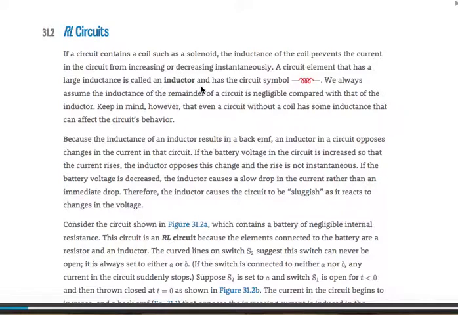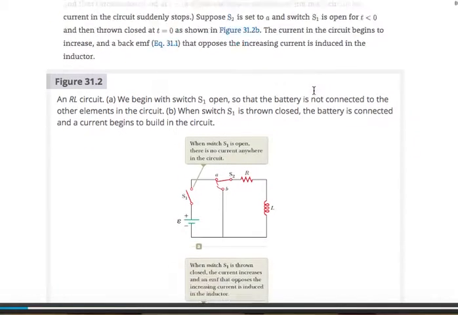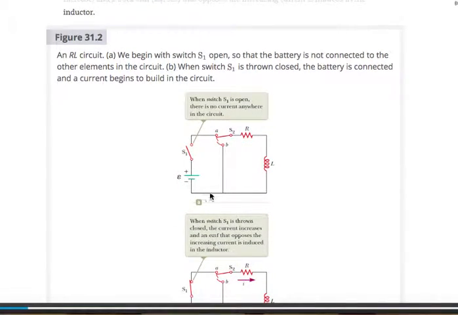So we have a new circuit element, which is called an inductor. It's the squiggly doo-dad. I am never going to forget that term, and I'm always going to use it. And the squiggly doo-dad, this is the most basic circuit you can have with an inductor, and that is a resistor and inductor.